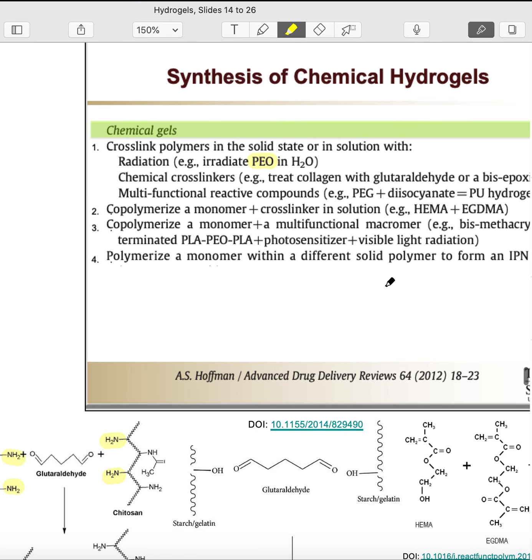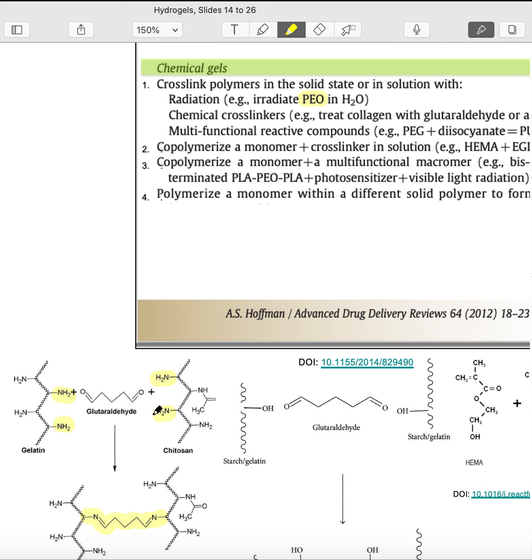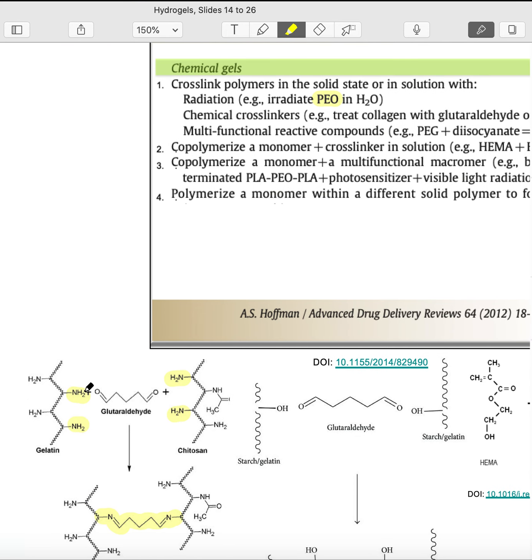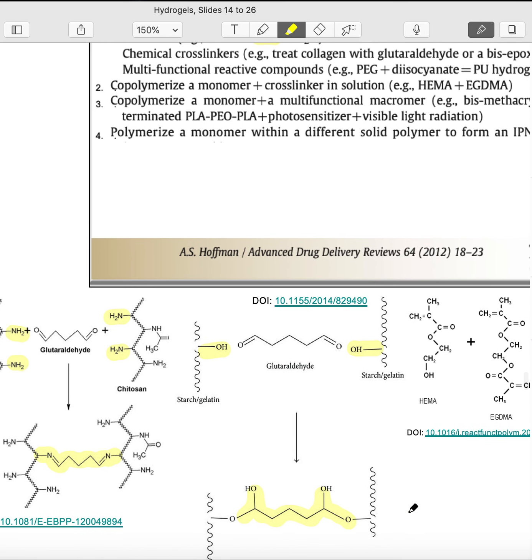Oops. I actually forgot to mention, with the glutaraldehyde, you could actually do 2 different reactions. So if your polymer chains contain amine groups, then this is the reaction that occurs. But if your polymer chain contains hydroxyl groups, then this is the chemical reaction that occurs. In any case, the glutaraldehyde just has the role of linking the two polymer chains. That's all that I wanted to show you.